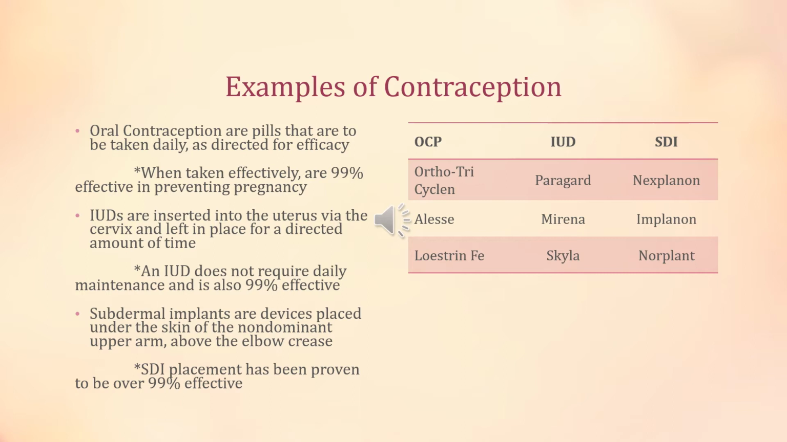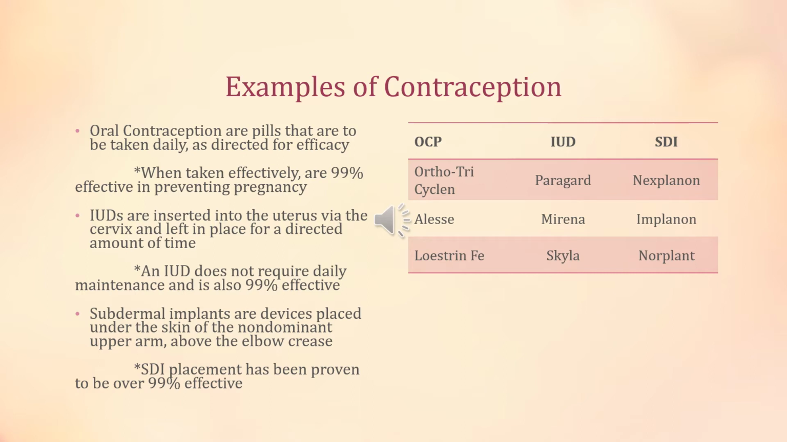IUDs, or intrauterine devices, are inserted into the uterus via the cervix and left in place for a directed amount of time. That could be 3, 5, or 10 years, according to the type of IUD. An IUD does not require daily maintenance and is also 99% effective. It is one of the go-tos that most people look to because once it's in place, you don't have to worry about it.